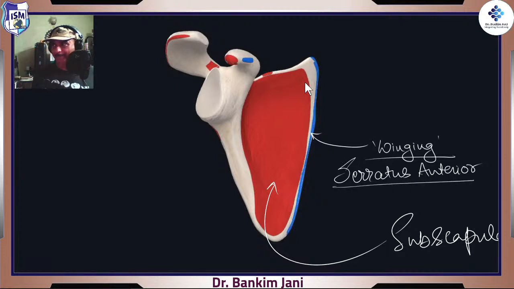How many slips were there for serratus anterior? Right, 8. That's right. Good one. So there were 8 slips which were associated with serratus anterior. Okay. This is acromion process.